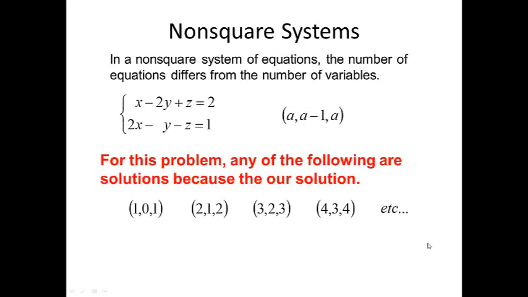Now, what this really means is that for this non-square system, we have this kind of pattern. The numbers are always going to be a number, one less than that number, and that number again. So it's going to be 1, 0, 1. 2, 1, 2. 3, 2, 3. 4, 3, 4, and so on. So it's going to be a number, one less than that number, and that number again. So that's what that means here.